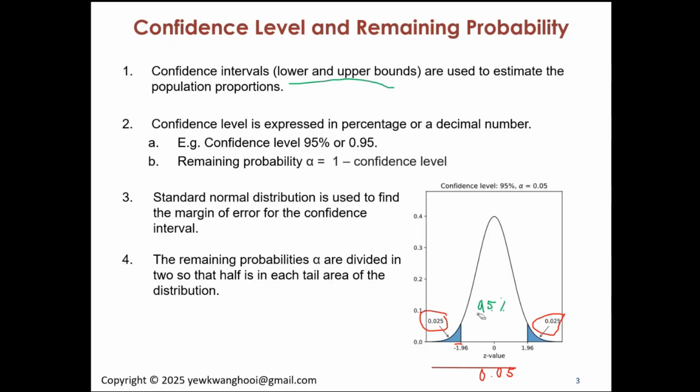Okay. Let's say if it is not within this, then we know the proportion is not accurate. The remaining probabilities. So that's why it is mentioned at point number 1. Confidence intervals, lower and upper bounds, are used to estimate the population proportions.